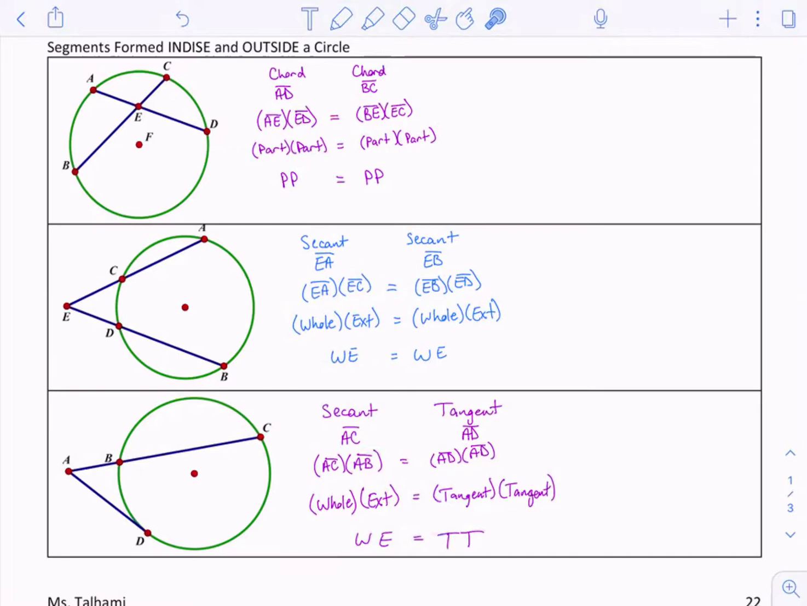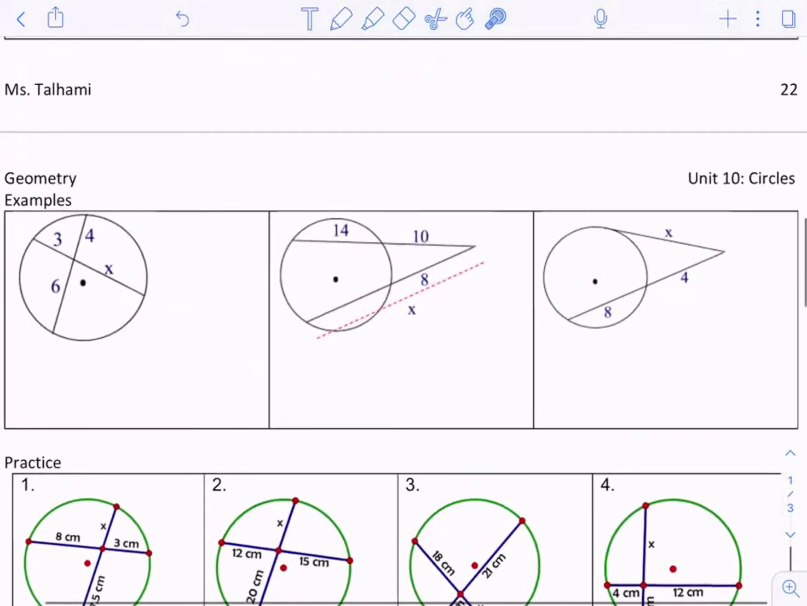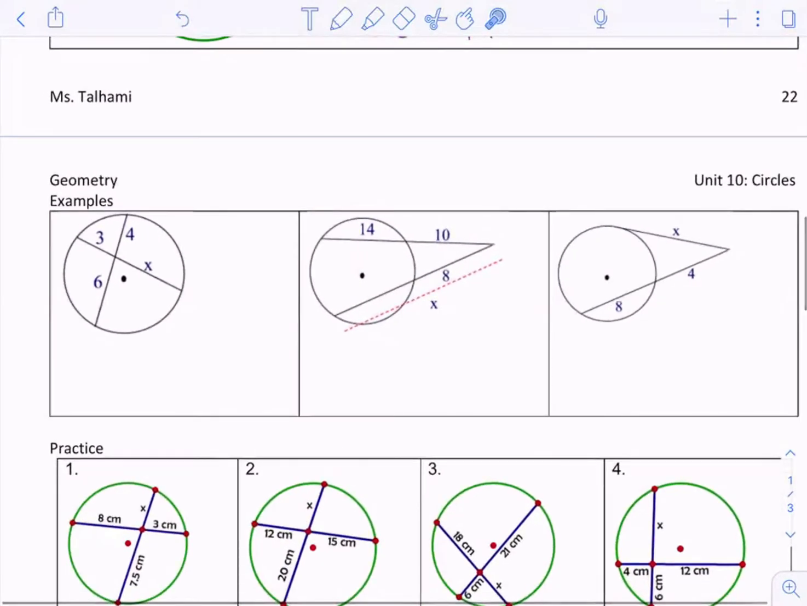But let's try some practice problems if you're ready. Here are 3 examples of using the rules. If you notice here, we have 2 chords, so the rule here will be PP: part times part equals part times part. Now remember, it has to be of the same chord.